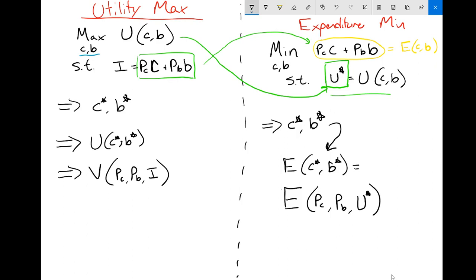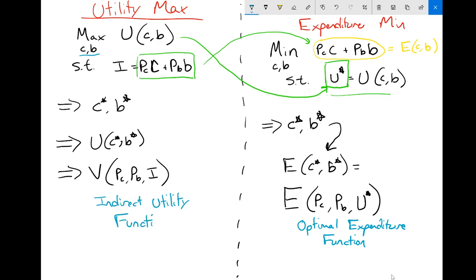All right, so this we call the optimal expenditure function, and over here we call this the indirect utility function. So instead we're going to do a minimization problem, find the optimal values, plug them back into the expenditure function, and we're going to get the optimal expenditure function.